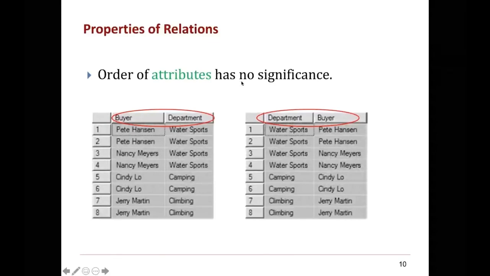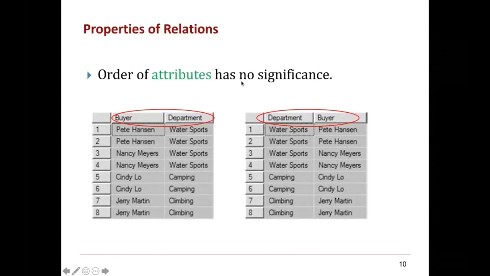Second, order of the columns does not have any significance. Here the first column is buyer, second is department. Here department is first and buyer is second. This does not matter. You change the position of column, doesn't matter.